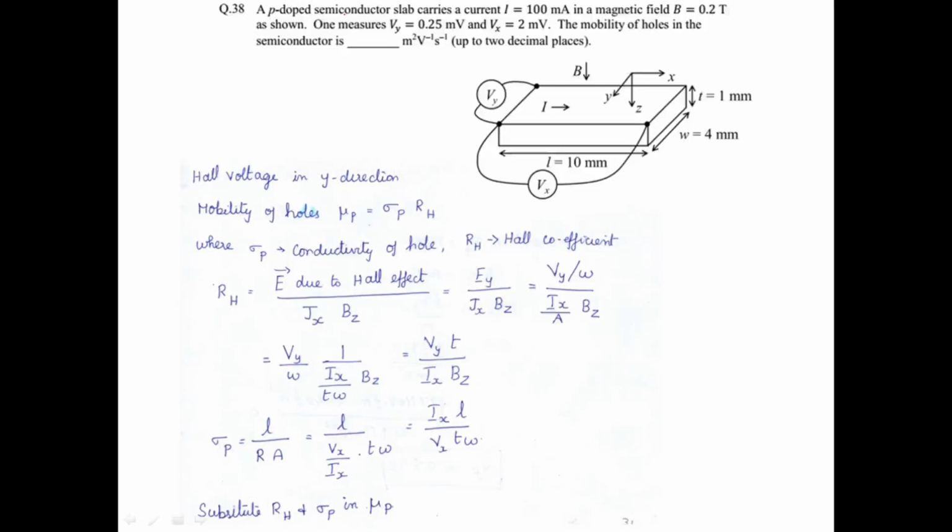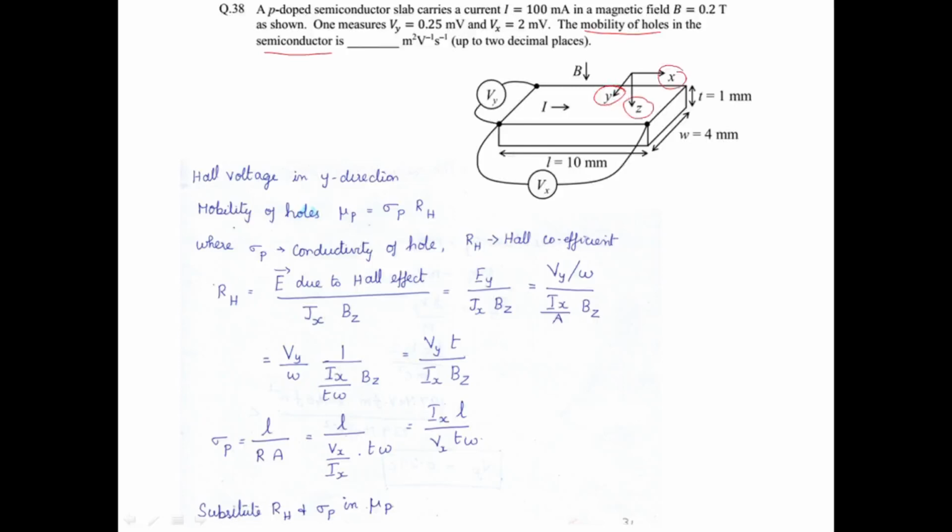Question: a p-doped semiconductor slab carries a current I equal to 100 milliampere in a magnetic field B equal to 0.2 Tesla as shown. One measures Vy equal to 0.25 millivolt and Vx equal to 2 millivolt. The mobility of the holes in the semiconductor is dash. So in this question they have asked us to find the mobility of the holes in the semiconductor. This question is based upon the Hall effect. Here the magnetic field is along the z axis and the current is along the x axis, so the Hall voltage is along the y direction.